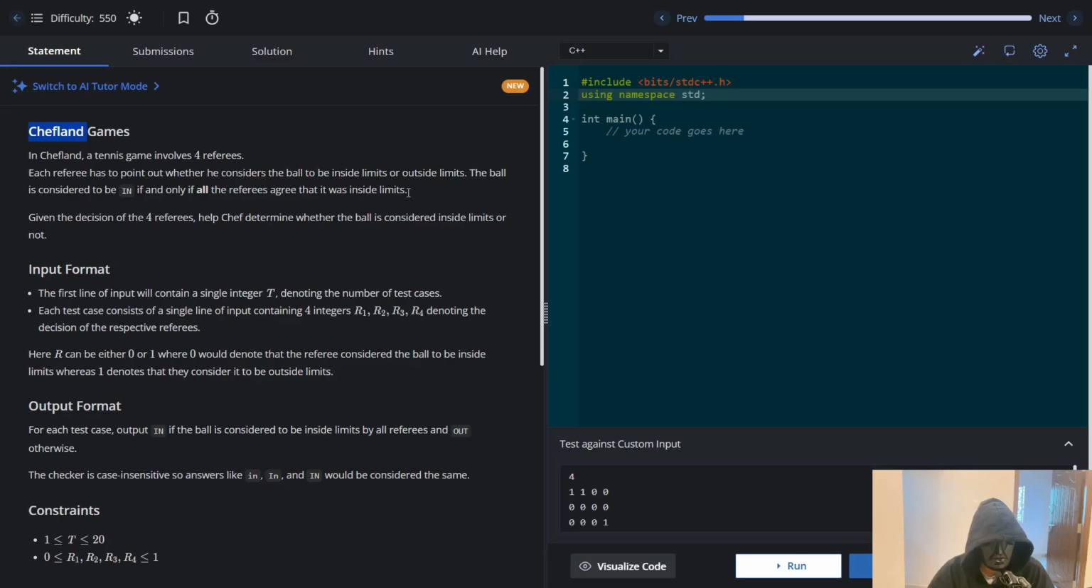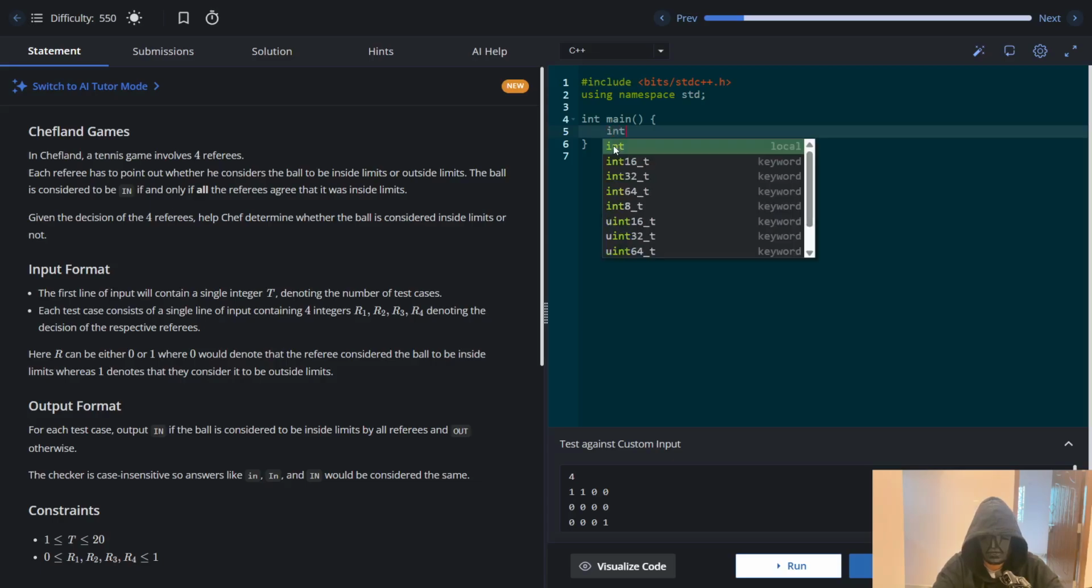Given the decision of the four referees, help Chef determine whether the ball is considered inside limits or not. So they'll give the decisions of the four referees, and based on that, we'll have to say if the ball is inside or outside. The first line of input will contain a single integer denoting the number of test cases.